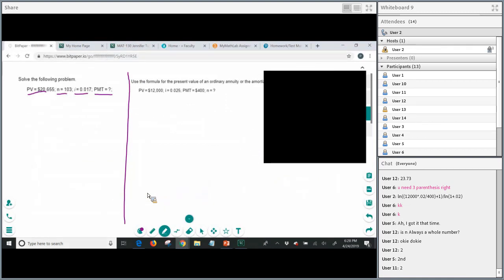So that formula, to write it down again, is payment equals present value times I over 1 minus 1 plus I to the negative n. Okay? So that's the formula. So let's go ahead and start plugging in our values. So the present value was 20,655. The I was 0.017 over 1 minus, parentheses, 1 plus, again, I was 0.017 raised to the minus 103. I ran out of room. Okay? Everybody got that down?